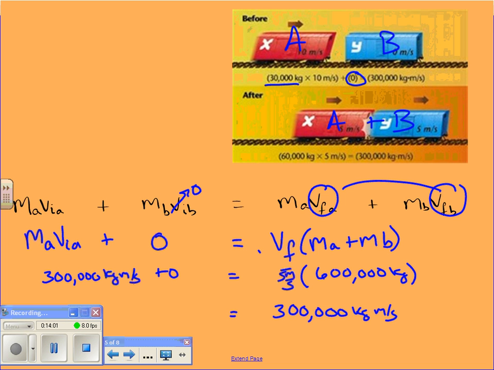And one of the things I'm just realizing here, it's not 600,000. It's 60,000. So 60,000 times 5 would be that value, right? That's the mistake I made. They're each 30,000 kilograms, so the total mass would be 60,000, not 600,000. But we do show that momentum is conserved in this case. 300,000 kilogram meters per second.